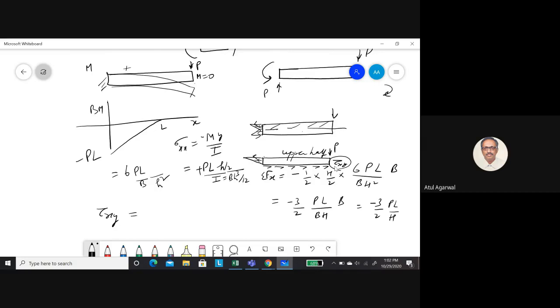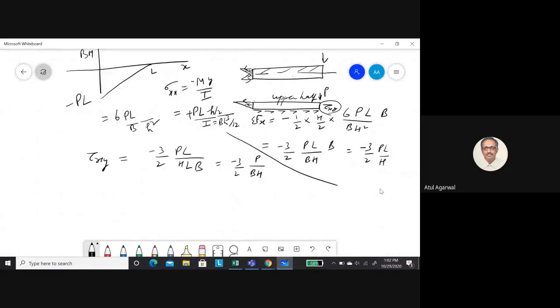Your force value is minus 3 by 2 PL by H. About what length is this force applied? What is the area of this plane? Sir, L into B. Very good. This is L into B. So you get minus 3 by 2 P upon BH. So this is the shear stress on this face.